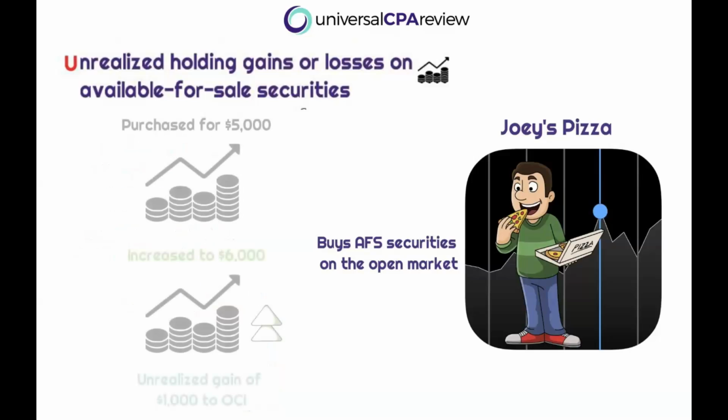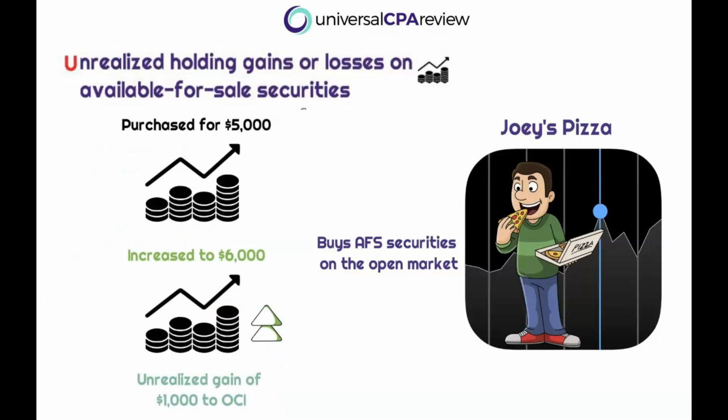So an example of this could be Joey's Pizza Shop buys debt securities classified as available for sale for $5,000. And at the end of the year, the debt securities go up to $6,000. But Joey's Pizza Shop decides they don't want to sell these securities because they think it's going to go up to $10,000. So they don't sell it, they hang on to it. But US GAAP says that we need to report this $1,000 increase in its fair value. Okay, so that $1,000 amount is going to be what's reported as an unrealized gain in other comprehensive income.